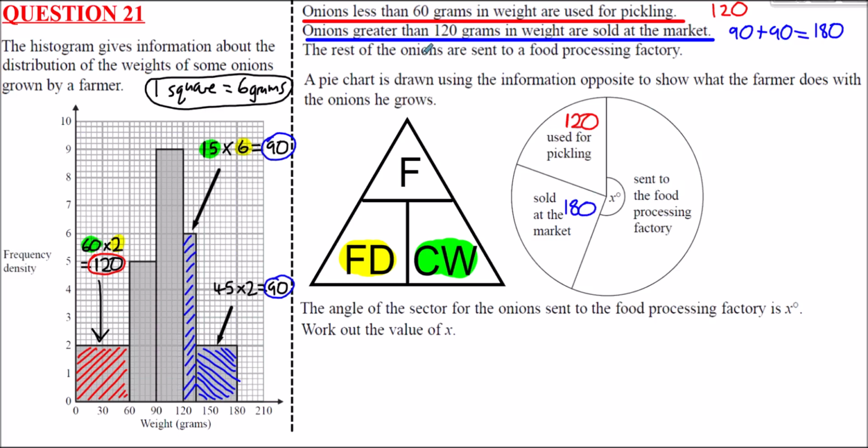And the other ones in the middle must be the ones sent to the food processing factory. So that's the last thing we need to consider now. So these middle two bars represent the onions that are going to be sent to the food processing factory. So we've got this first bar, and also we've got this bar here, the taller one. So the same procedure applies. Frequency density multiplied by class width each time.